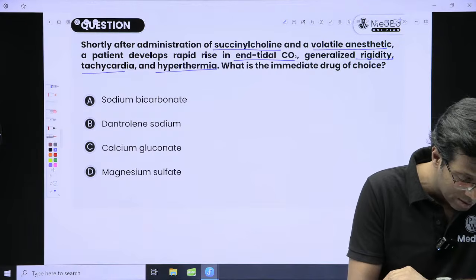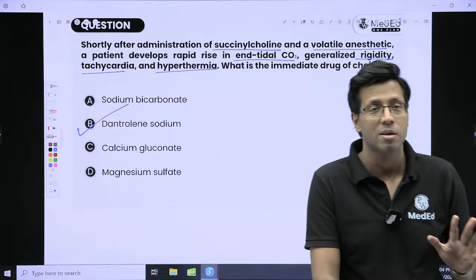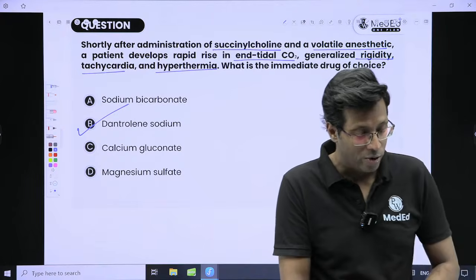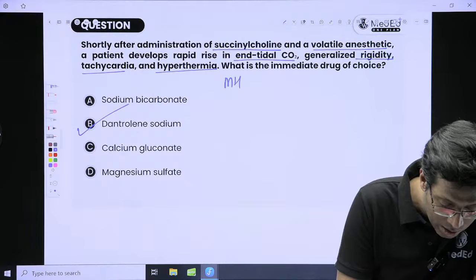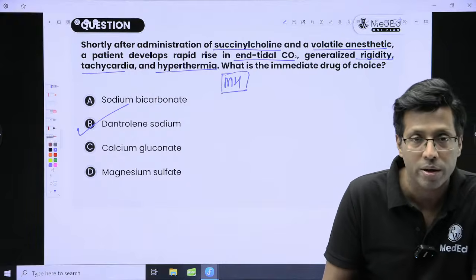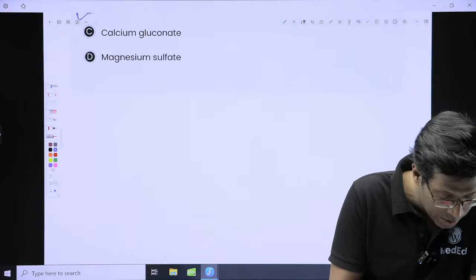All of you know the answer correctly. Absolutely correct. Everyone knows the answer. I don't have to say that. It's dantrolene sodium because you're dealing with malignant hyperthermia. This question is very, very important. All right. Malignant hyperthermia is a genetic disorder of sarcoplasmic reticulum.